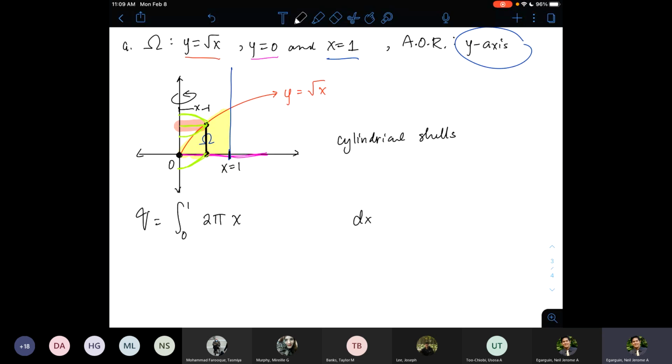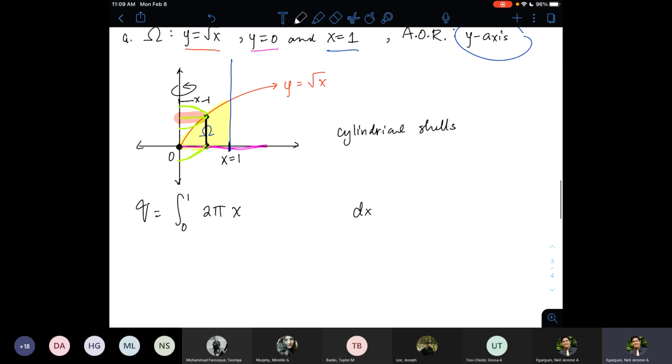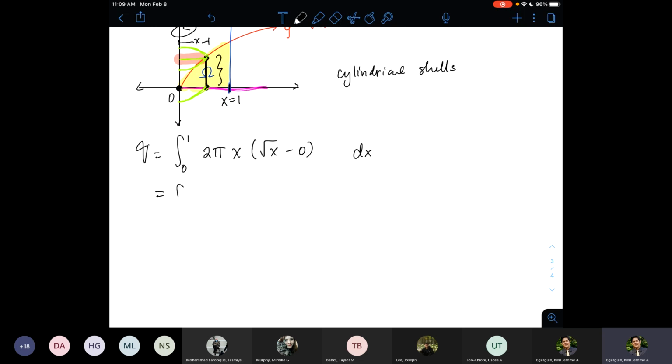And then 2 pi radius times height. So we need to determine the height of the cylinder. But the height of the cylinder is just this one, right? Which is basically the height or the length of the vertical strip. And it's going to be top minus bottom. It's going to be root x minus 0, right? And then you simplify, you can rewrite it as the integral from 0 to 1 of 2 pi x to the 3/2 dx. And then I think you guys can perform the integration over here. So I leave the integration to you guys. I trust that you can do it. So it's just the numbers that you need to work on.